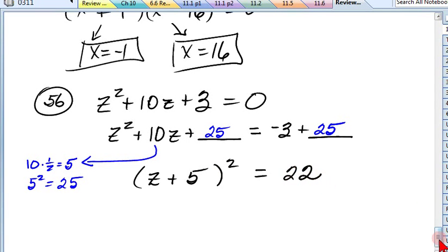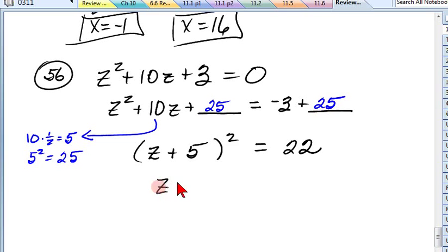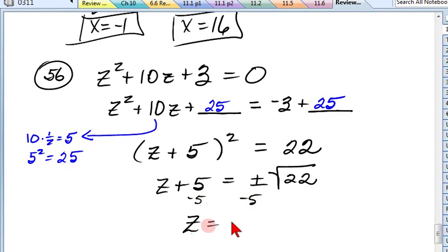Use the square root property now. That'll give me z plus 5 is equal to plus or minus the square root of 22. I cannot simplify the square root of 22, so I subtract 5 from both sides, putting it in front. z is equal to -5 plus or minus the square root of 22. And just leave it like that. You don't need to separate it for me.